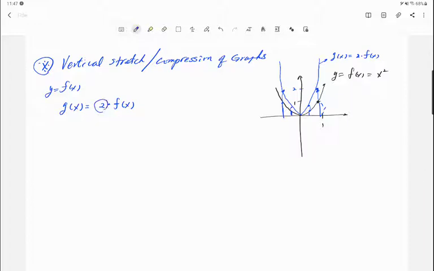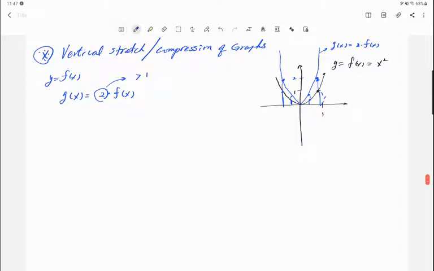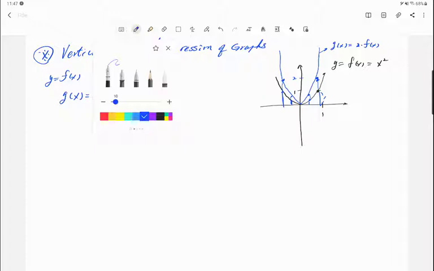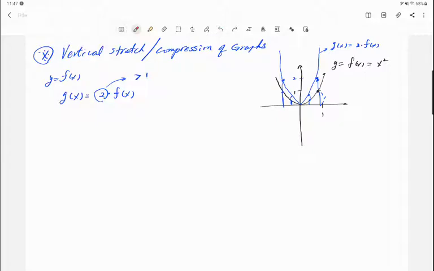If this number is greater than 1, so it's a vertical stretch. We call it what? Vertical stretch. So this is a vertical stretch by a factor of, in this case, 2, because 2 is greater than 1.